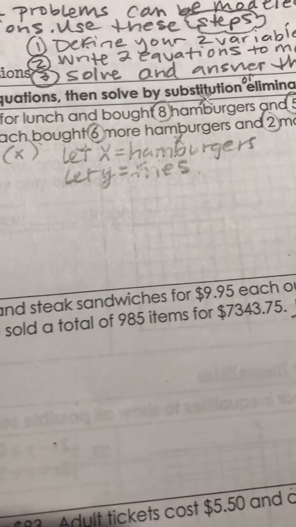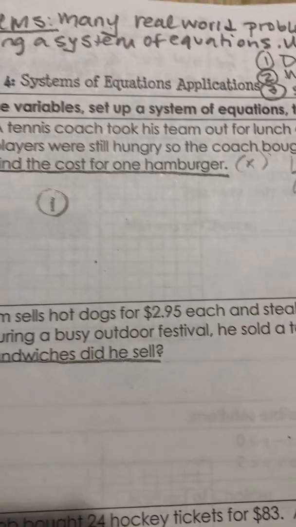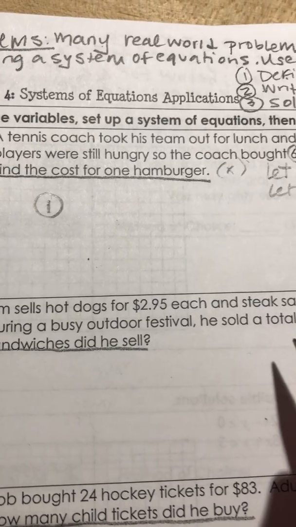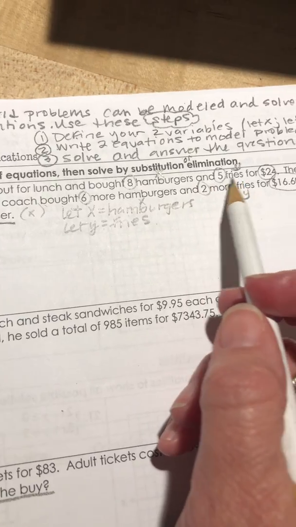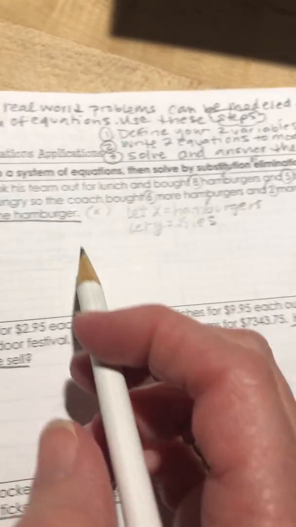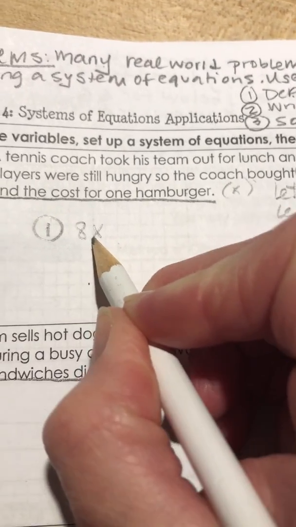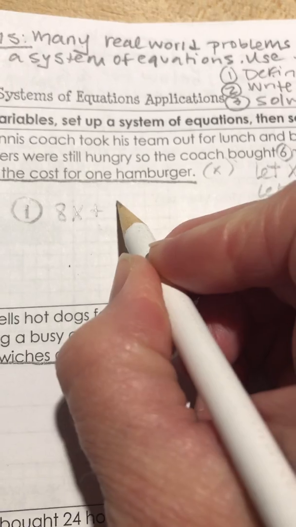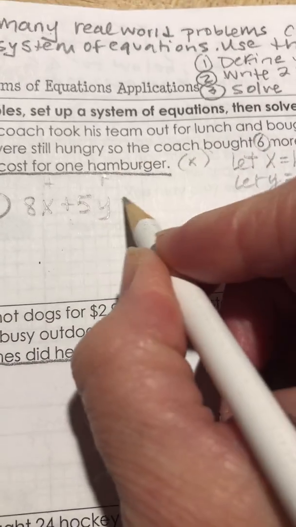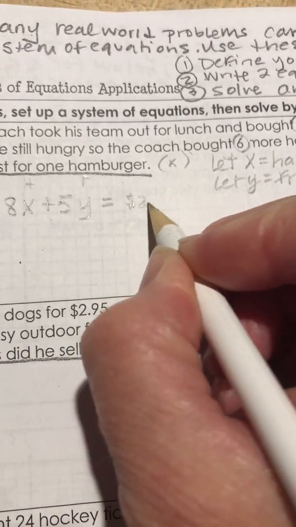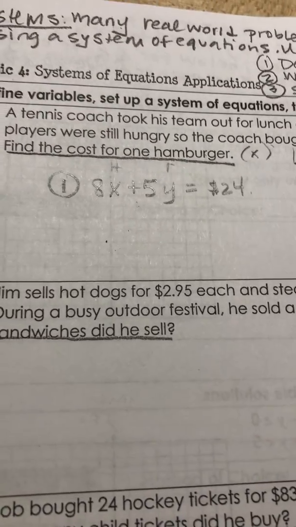Okay, so I'm going to start with this. So I'm going to number my equations here. If you remember from me just reading this, 8 hamburgers and 5 fries, right, for $24. So I'm going to represent that algebraically. 8 hamburgers, right? X is hamburgers. And 5 fries. So I have the hamburgers, if you think about fries up here. And I bought it all for $24, right?